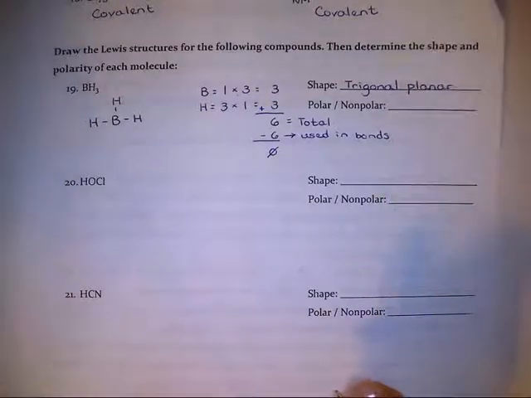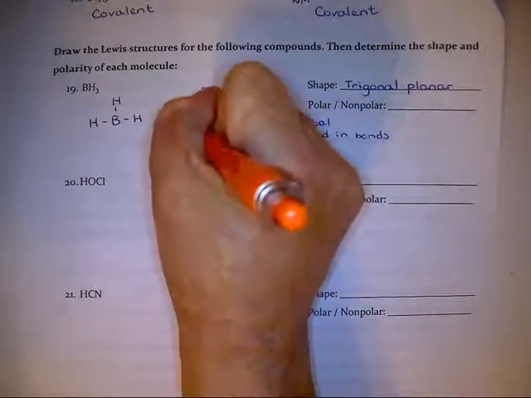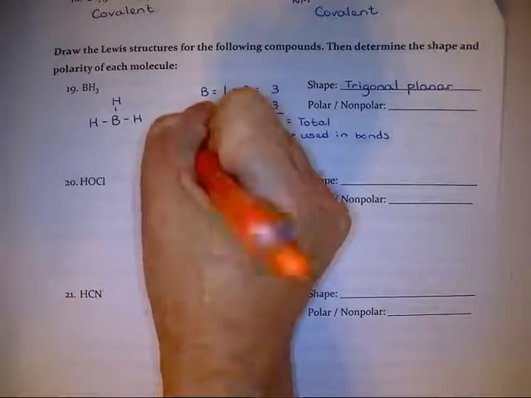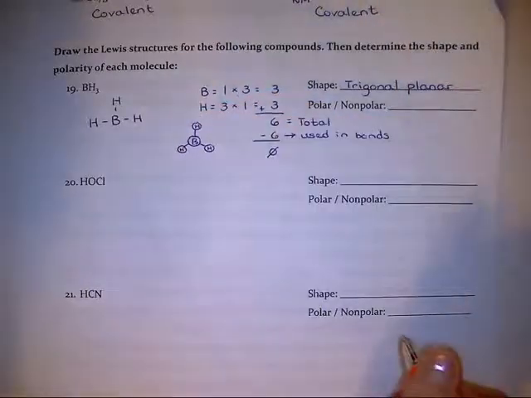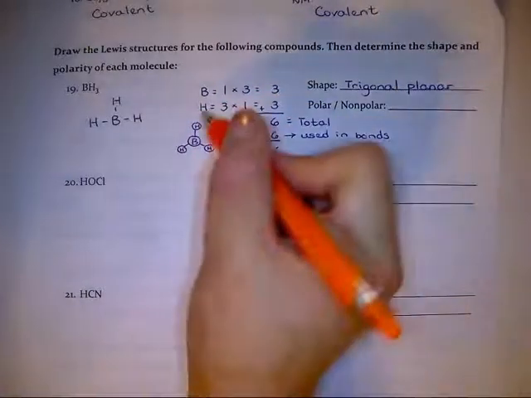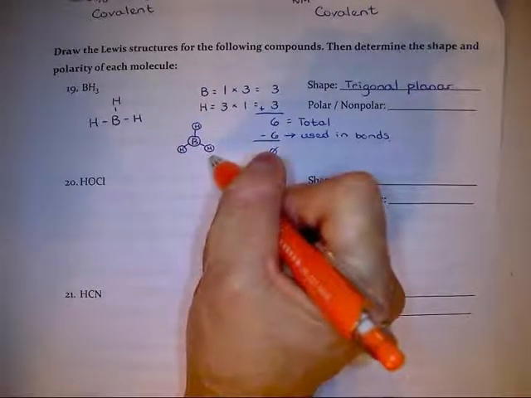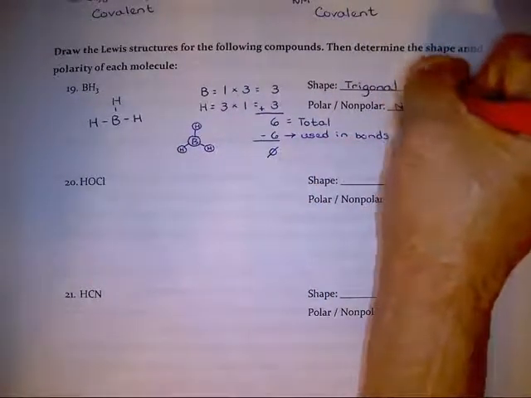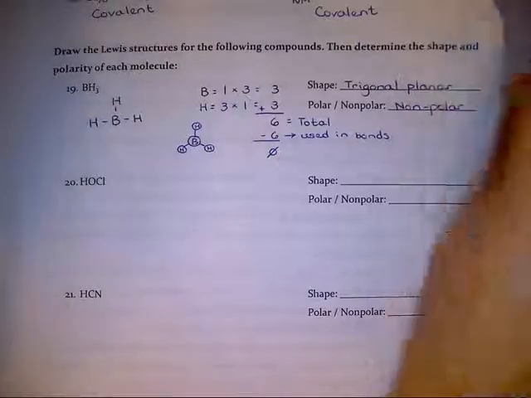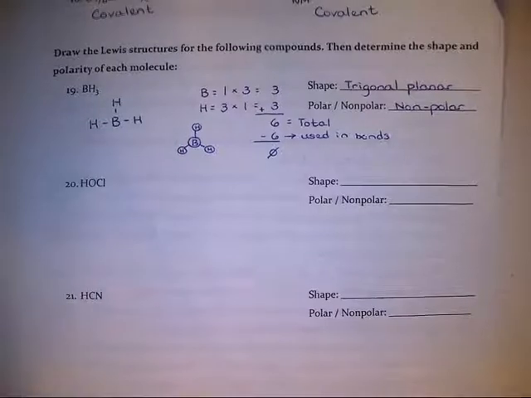Now, is this polar or nonpolar? If you draw this in 3D, meaning that I have the boron in the center, got our 3 H's, basically, it's going to look like that. If you look at it, all the outside is completely the same. And since the outside is completely the same, it is an even molecule, meaning it is non-polar. Remember that if it's even, it's going to be non-polar. If it's uneven, then it's polar.